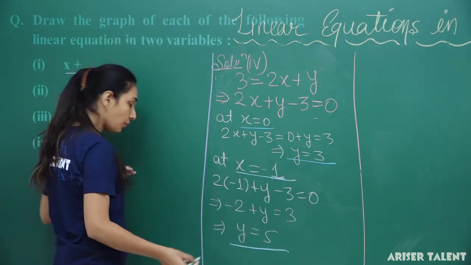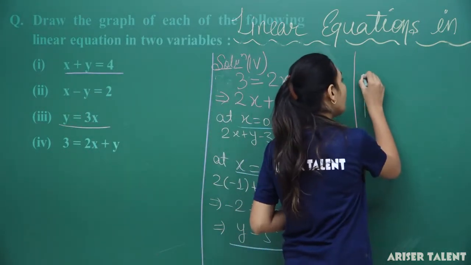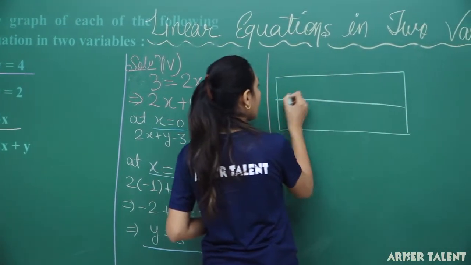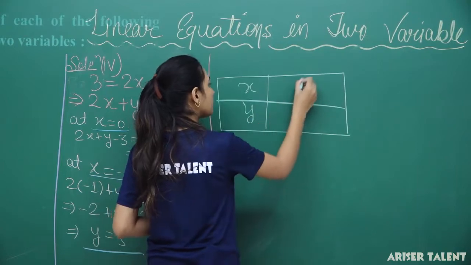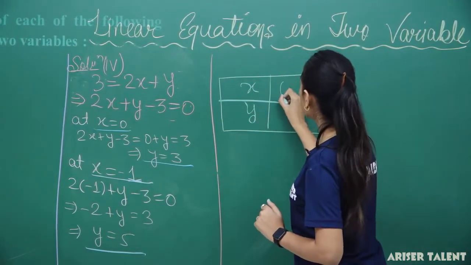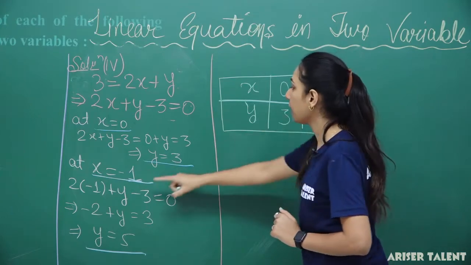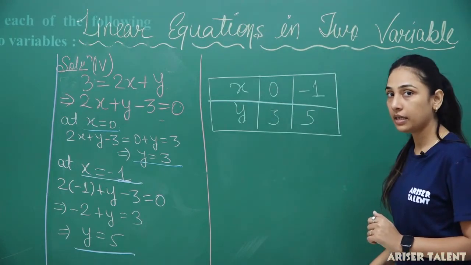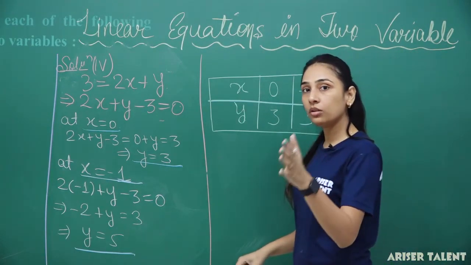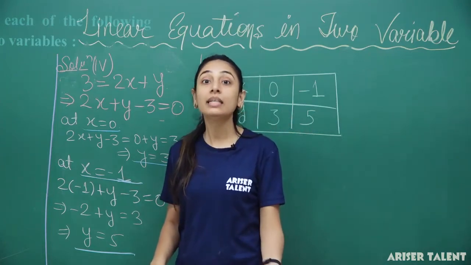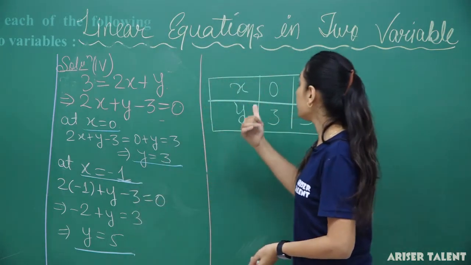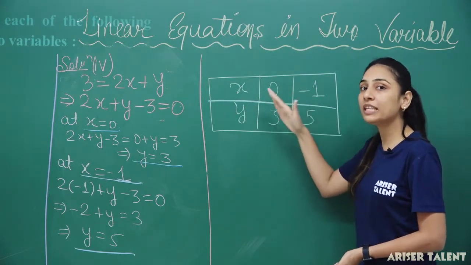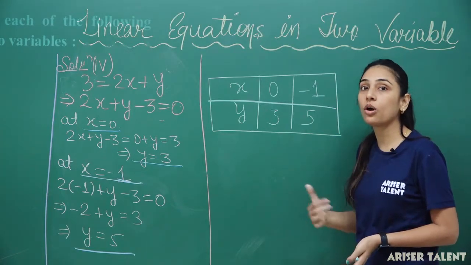So what you have to do now is make this table of x and y. For x equals 0, you are getting y equals 3, and for x equals minus 1, you are getting y equals 5. Now your answer can always differ from your teacher's, because you can take the value of x as 0, 1 or minus 1, and there can be a lot more combinations.